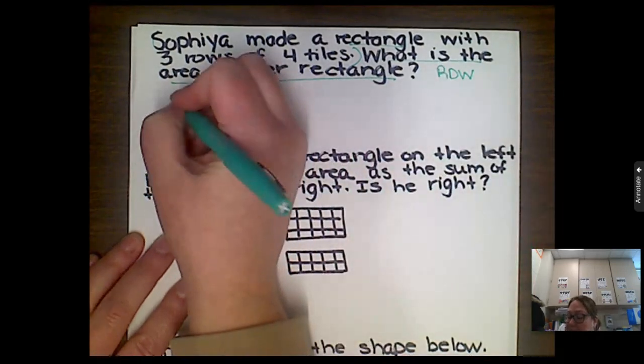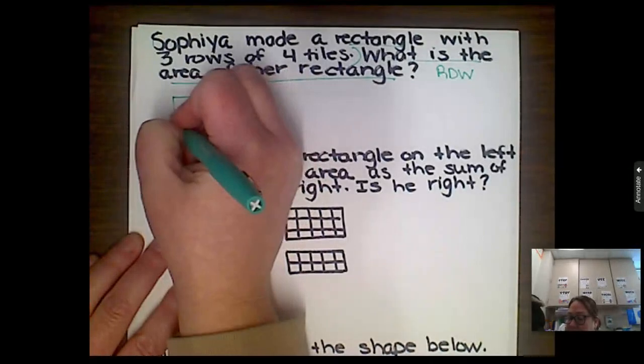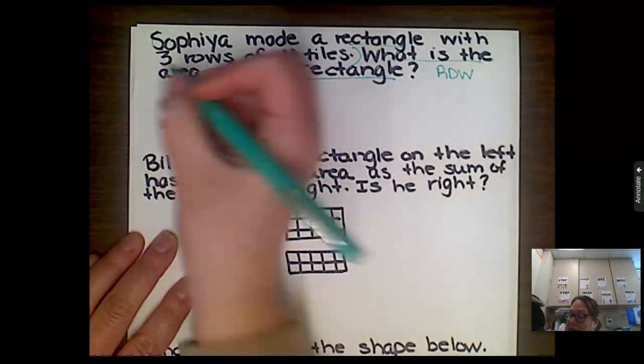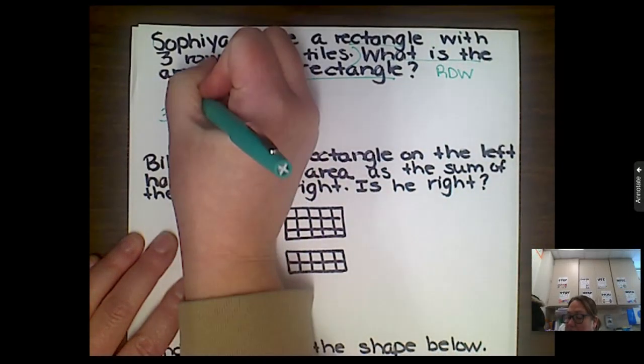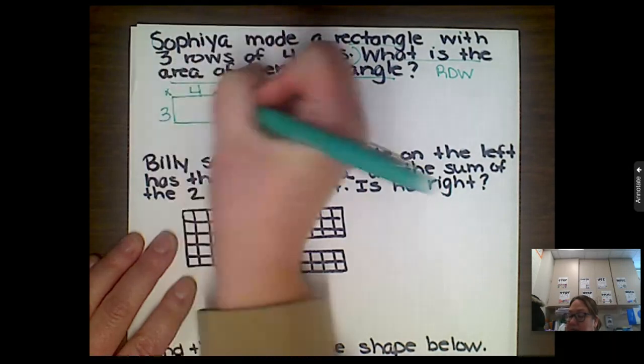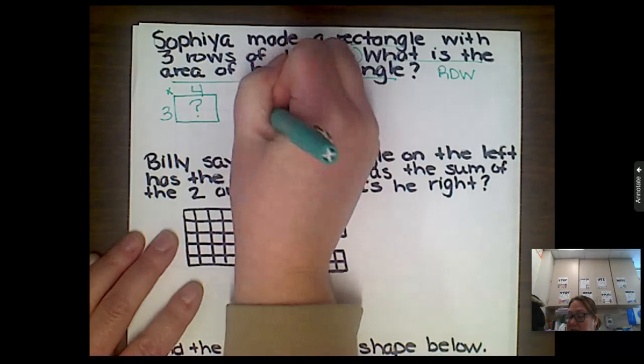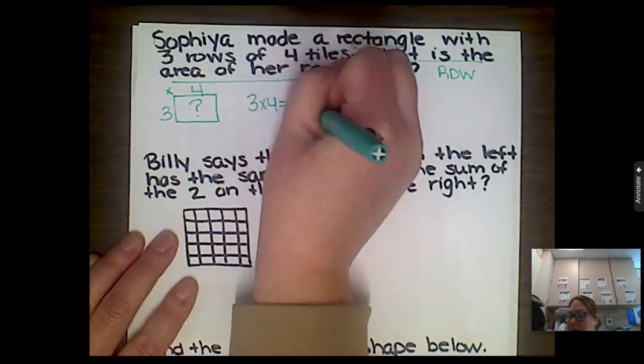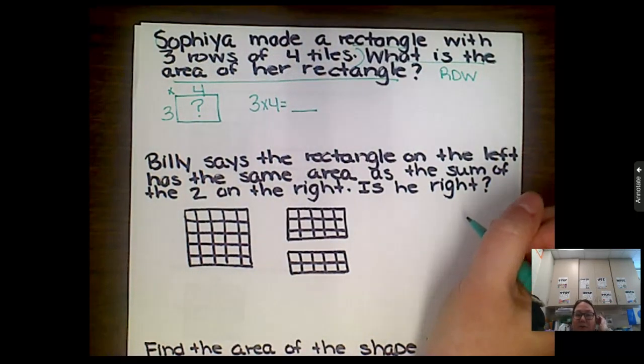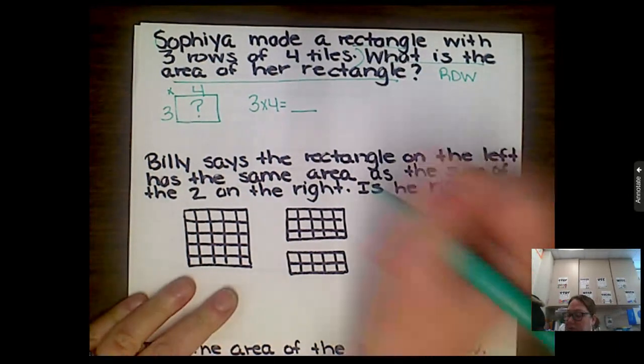So I'm going to draw my rectangle. Okay, so it said 3 rows of 4 tiles. What is the area? So for this one, it would just be 3 times 4 equals blank. Go ahead and solve that one for me. What'd you get? 4, 8, 12. Good, so it would be 12.